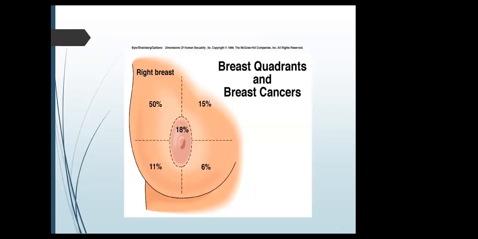Breast quadrant and breast cancer. Breast cancer occurs more in the upper outer quadrant, about 50%, and in the upper inner quadrant about 15%, and in the lower outer about 11%, and in the lower inner about 6%, and in the area of the areola about 18%.